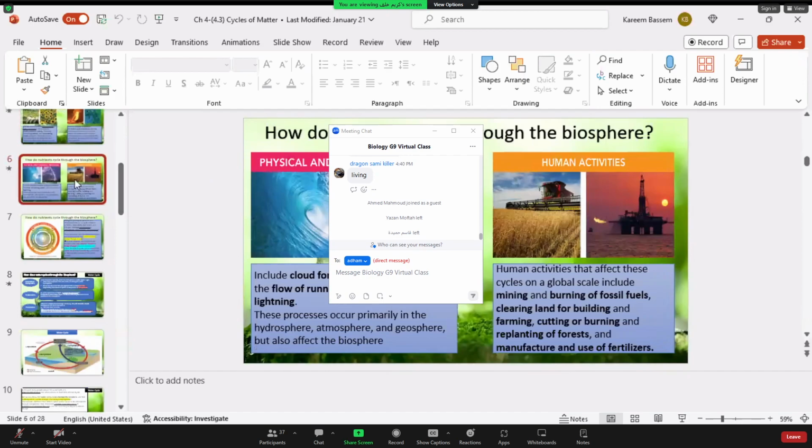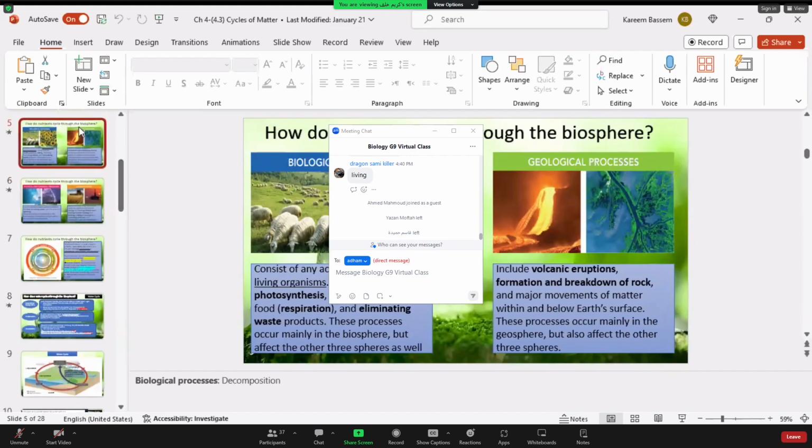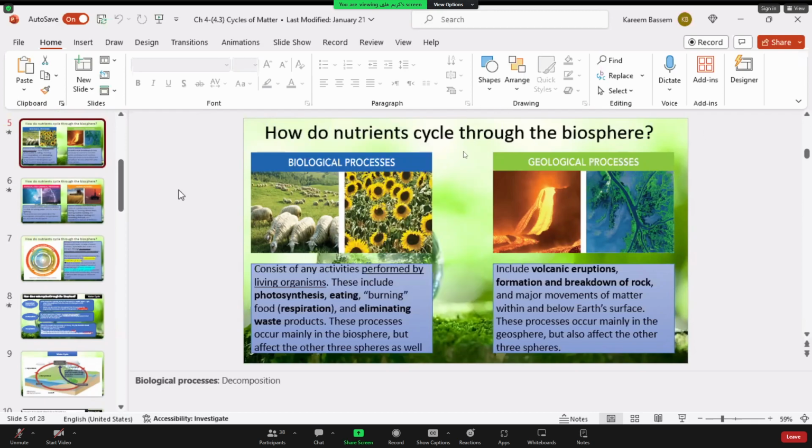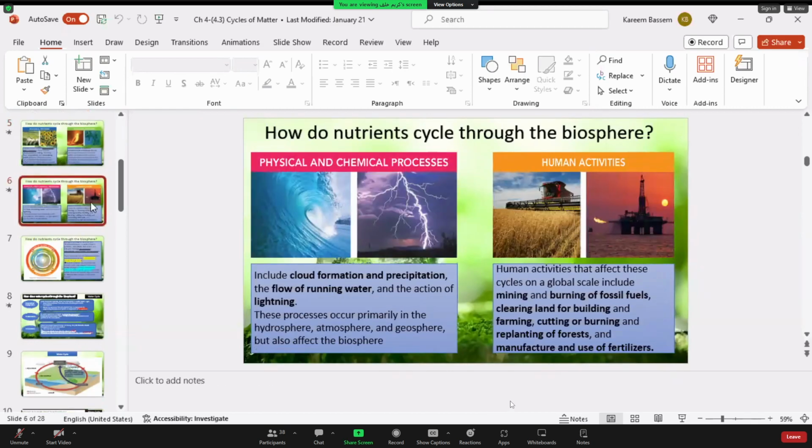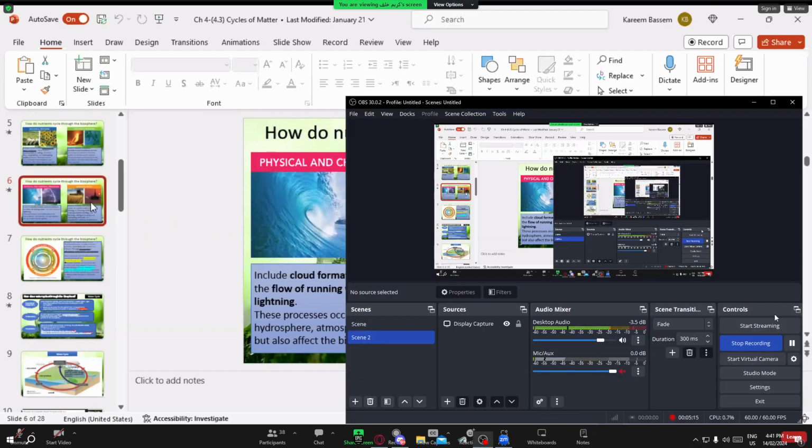Can I say natural disasters? No, try to be more specific. It's easy to describe many geological processes like volcanic eruption, formation and breakdown of rock, weathering, erosion, and so on. Next, we have physical and chemical processes, like cloud formation, precipitation, or lightning and so on.